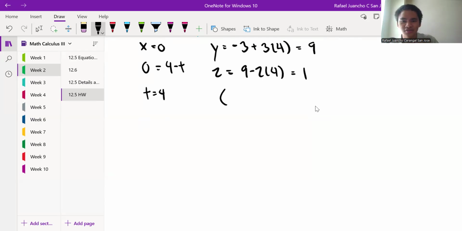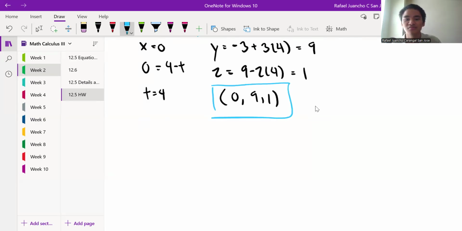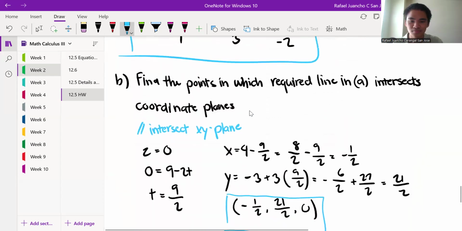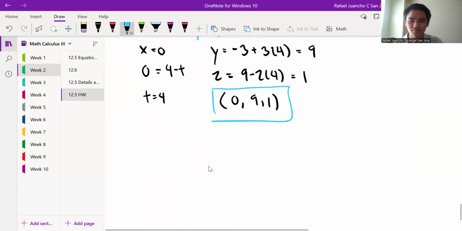And so our points here are going to be 0, 9, 1. That's one point that we can get. Right? Okay, so let's use that. 0, 9, 1. Hit submit, see what happens. Nice, worked.